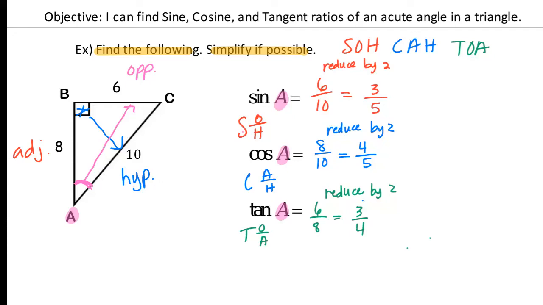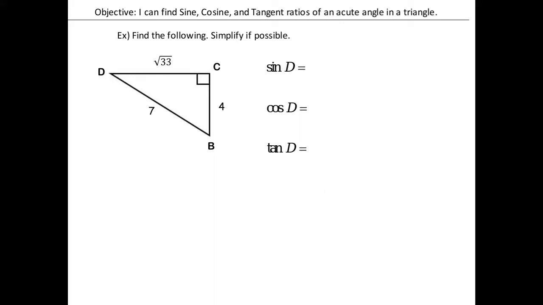All right, let's look at another example, with a radical this time. Let's look now at the next example. We have a square root of 33, a 7, and a 4. One more time, we need to practice labeling the sides. I want to look at the right angle first. Across the right angle is which side? Hypotenuse, because it's across the right angle.